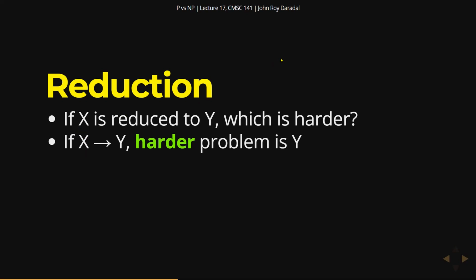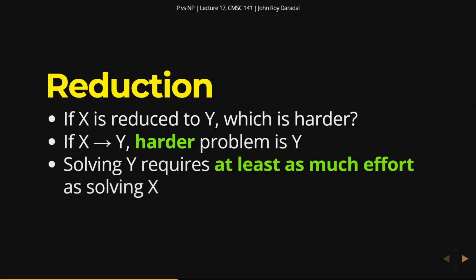Now, if problem X was harder, then problem X should be the one that is doing it, not problem Y, right? Like if you have more things to do, don't ask your friend to do it for you. Your friend has to be the one to ask you for the favor, right? Does that make sense? Anyway, we're going off topic. So, if X is reducible to Y, then solving Y requires at least as much effort as solving X. So, Y is harder.